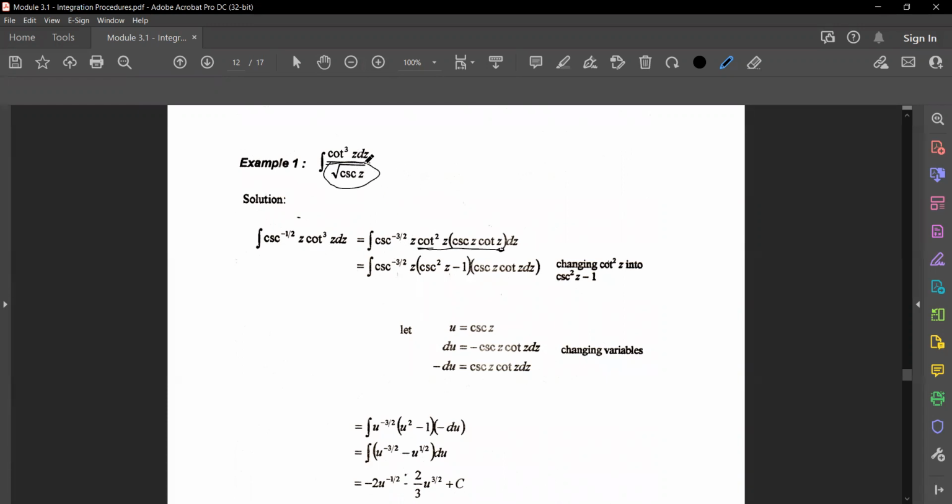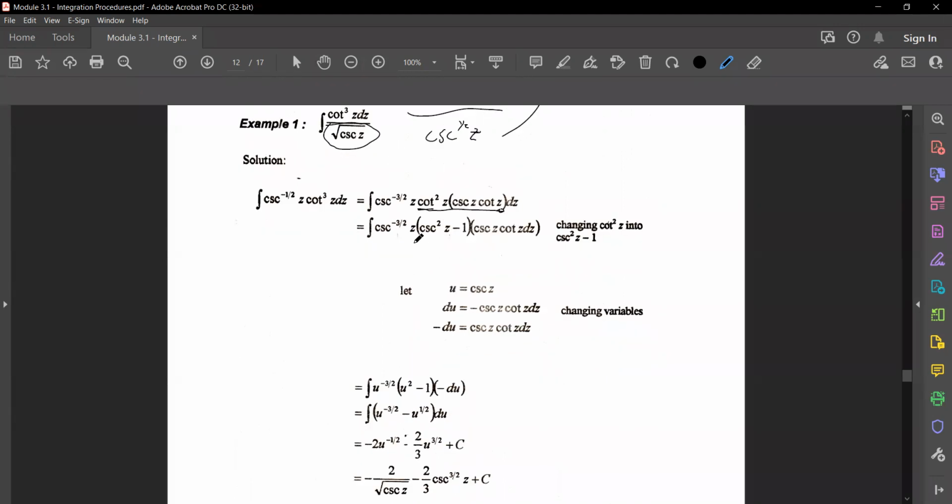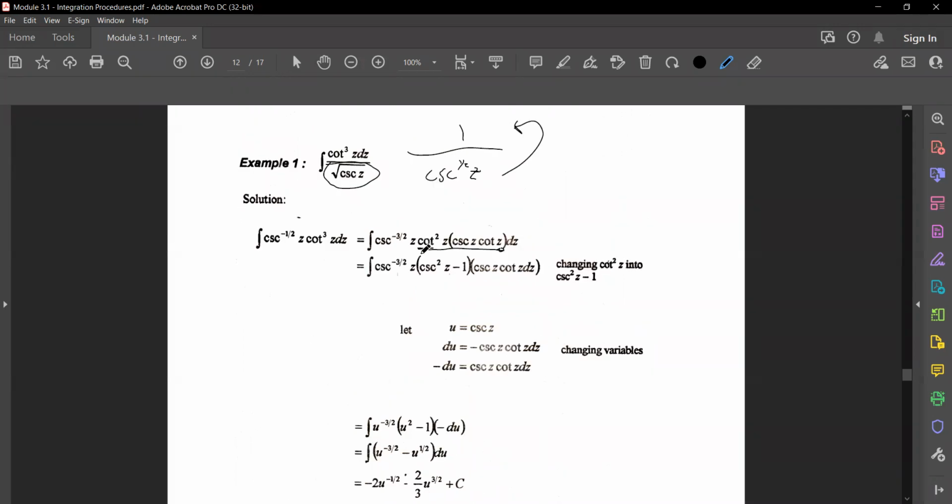Bakit negative 3 over 2? Hindi naman to cube root. So ano to, cosecant to the 1/2 z, di ba? So sa baba siya. So pag tinranspose natin siya sa taas, so inverse yung exponent natin. Okay. So you now have cosecant raised to negative 3 over 2. Yan. So tinranspose na using the radical rule. So review your algebra for this case. Yan. And then proceed with the factor out.